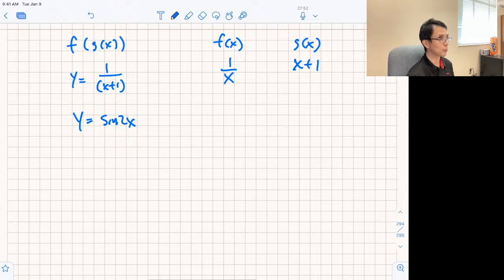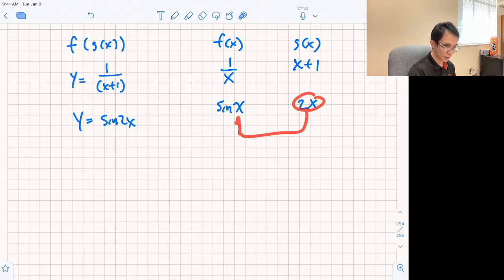Anybody know what f of x is and what g of x is? F of x is sine x and g of x is 2x. What does everybody else think? Sine of x and this is 2x? It makes sense, right? You replace this into this x. Okay, this is very good.